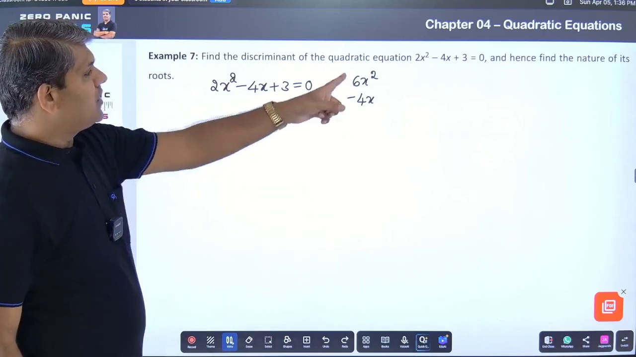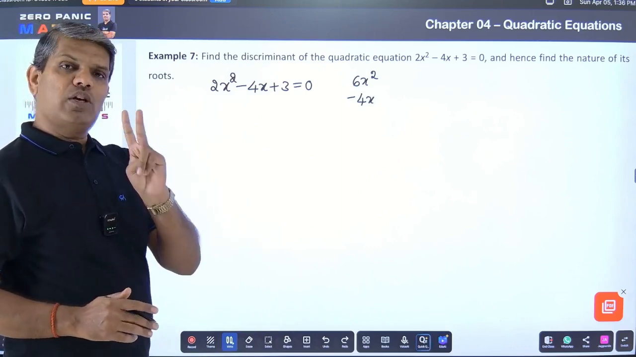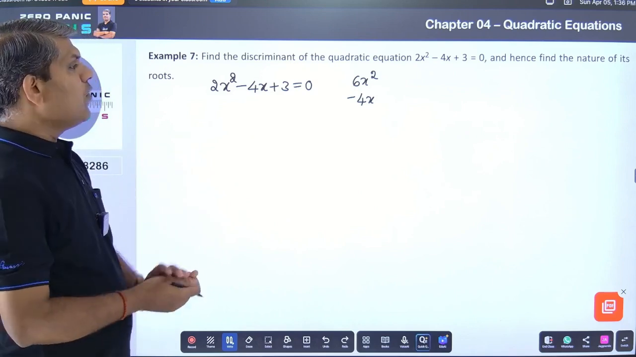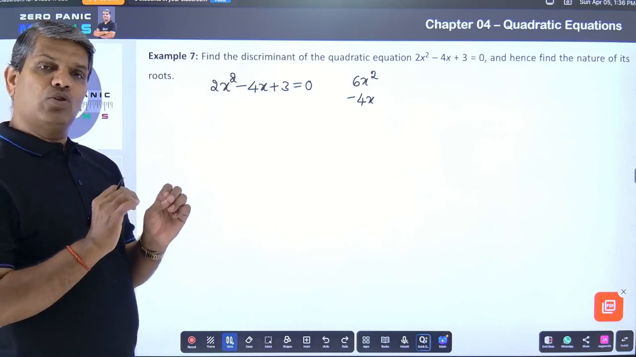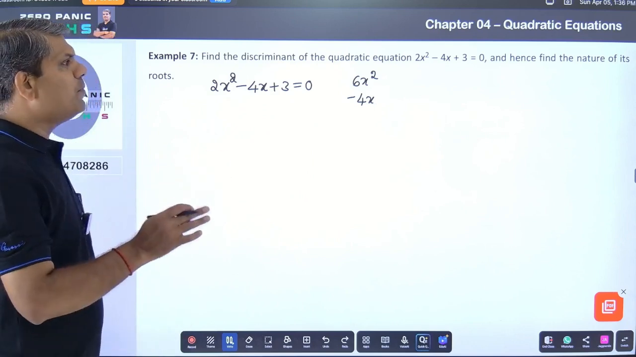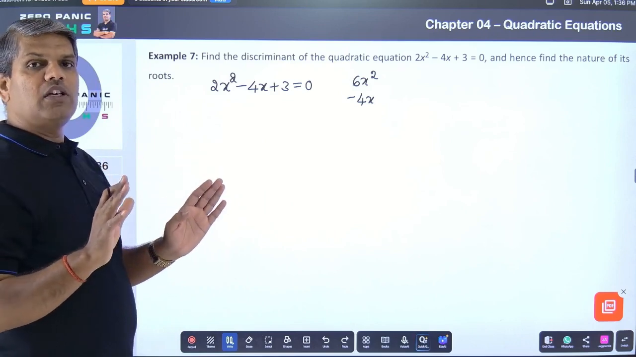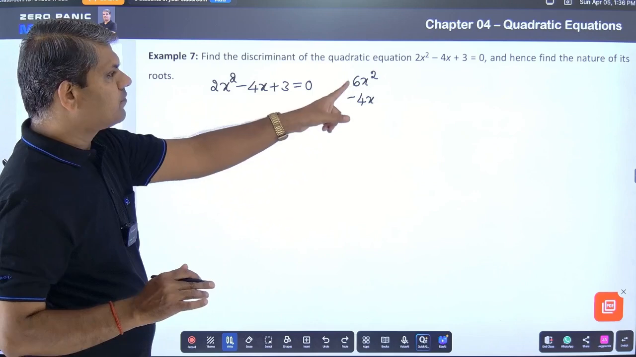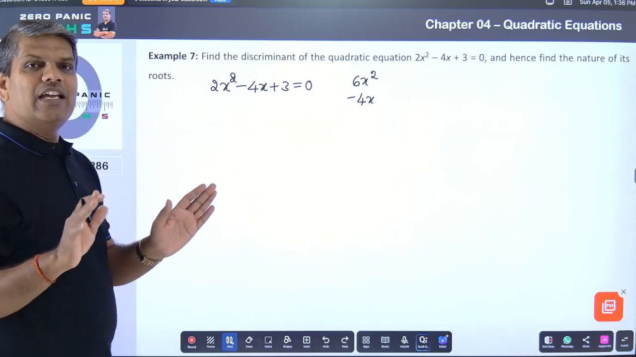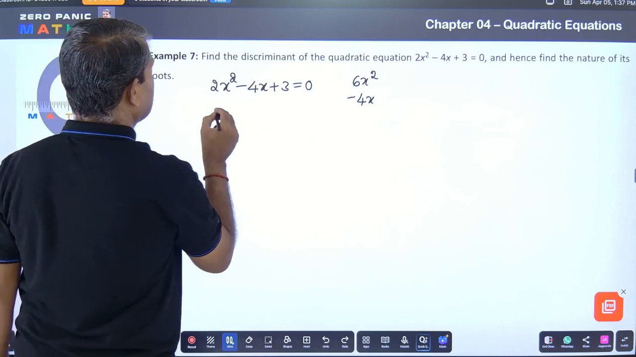The product should be 6 and the sum should be 4, because 4 has only two factors, 4 ones are 4 and 2 twos are 4, right? So with both 4 ones are 4 and 2 twos are 4, can I get the product as 6? No. So there is no possibility of finding the proper factor so that I can split the middle term. So that is the reason that we are using that formula. Let us find out the discriminant.